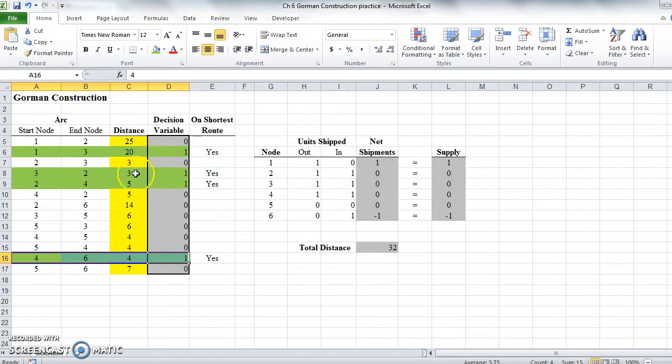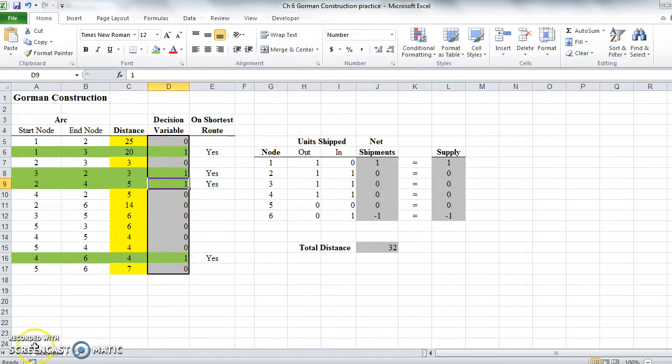And 20 plus 3 is 23, plus 5 is 28, plus 4 is 32. That is the shortest distance for this particular example. And that's how you would look and determine, based on what decision variable comes up with a 1, whether or not you want to take that arc, that path. Okay, pretty straightforward. Pretty simple.